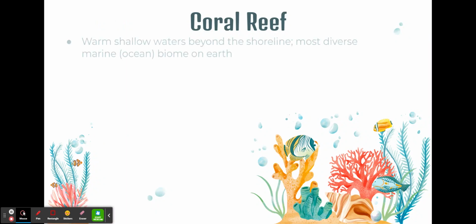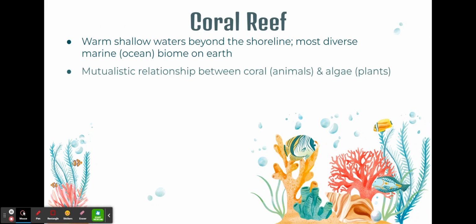Next is a coral reef. Warm shallow waters beyond the shoreline, most diverse marine biome on Earth. Mutualistic relationship between coral, which are animals, and algae, which are plants. If you didn't know, coral doesn't actually have color, it's just a gray organism, but the algae that grows on the coral gives it color.